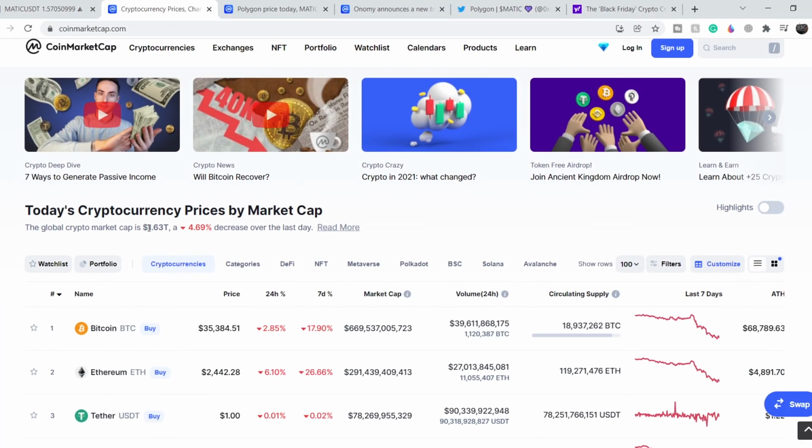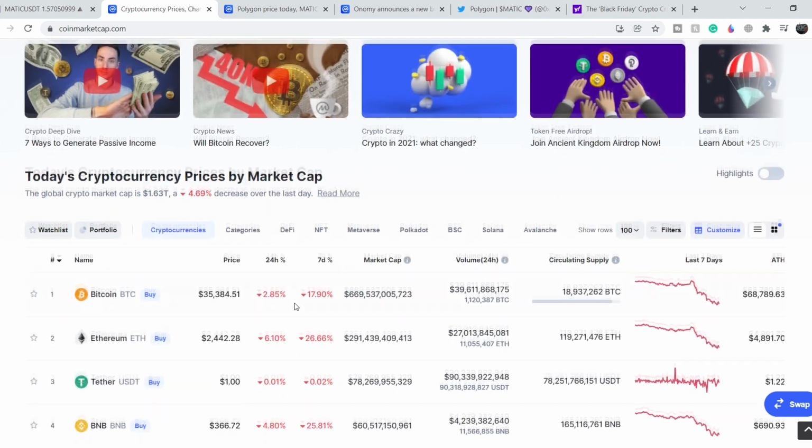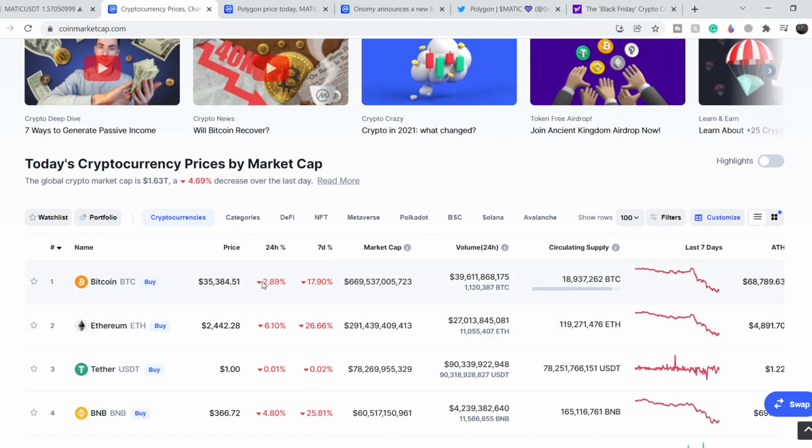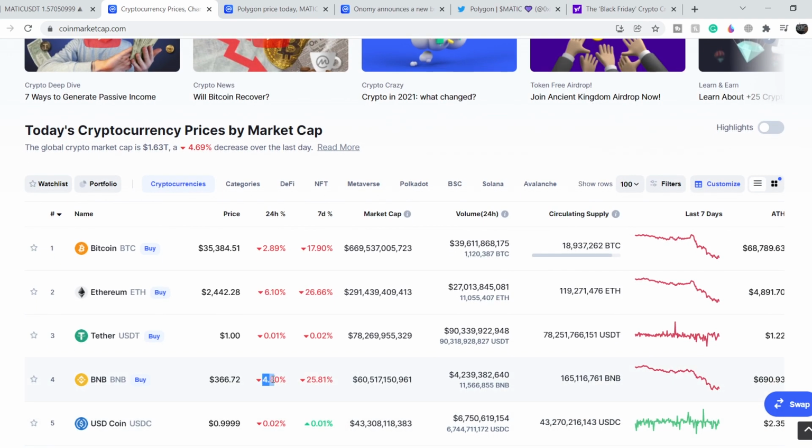We are sitting at $1.63 trillion of total market cap. It is a 4.69% decrease over the last day, and definitely all major cryptocurrencies are in red. Bitcoin lost about 2.9%, Ethereum lost about 6.1%, and BNB lost about 4.8% during the 24 hour period. But on a 7 day period, all major coins are deeply in red. There are double digits in red, and Ethereum lost about 25%, a quarter of its value, during only the last week. So, a harsh sell-off, and we have to be prepared for this and just protect our capital.